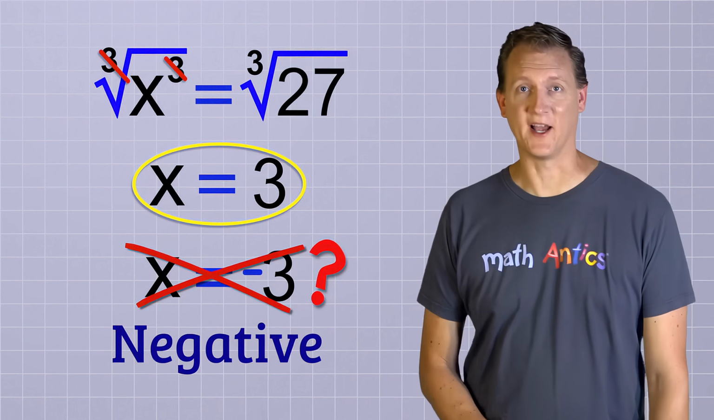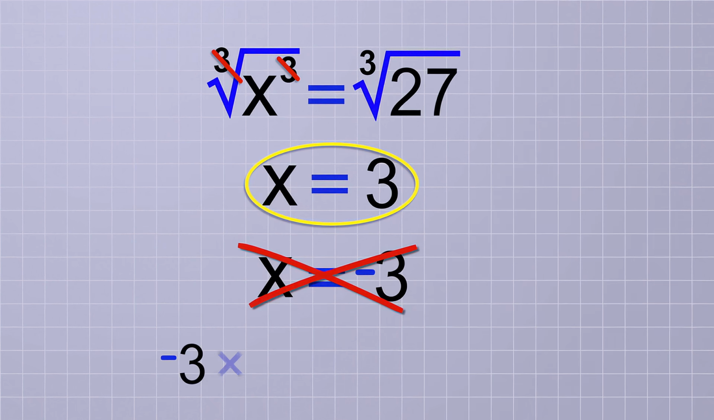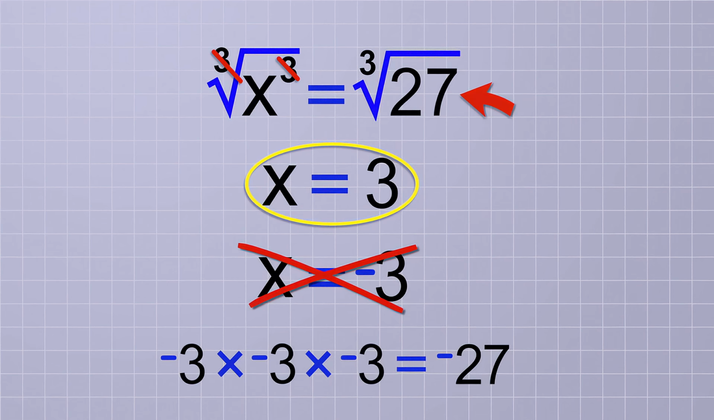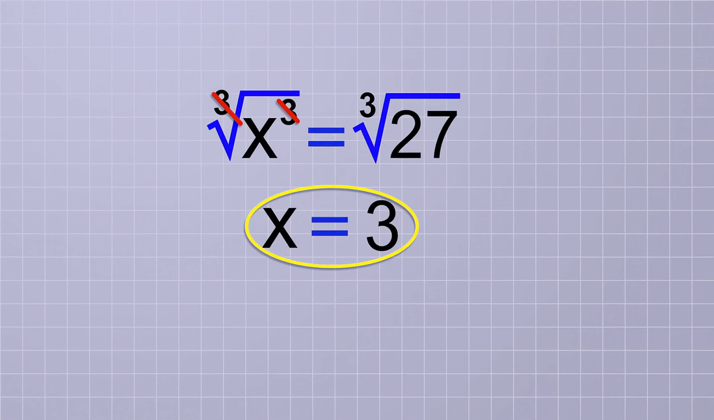Nope, and here's why. If you multiply negative 3 times negative 3 times negative 3, the answer would be negative 27, not 27. So the cube root of 27 is 3, but not negative 3. In this case, there's only one solution.